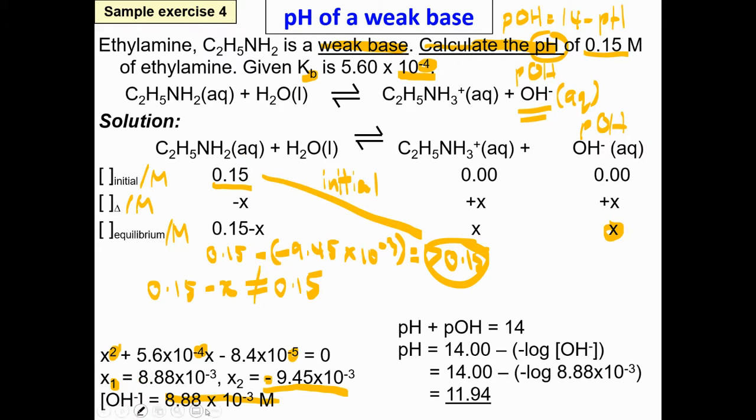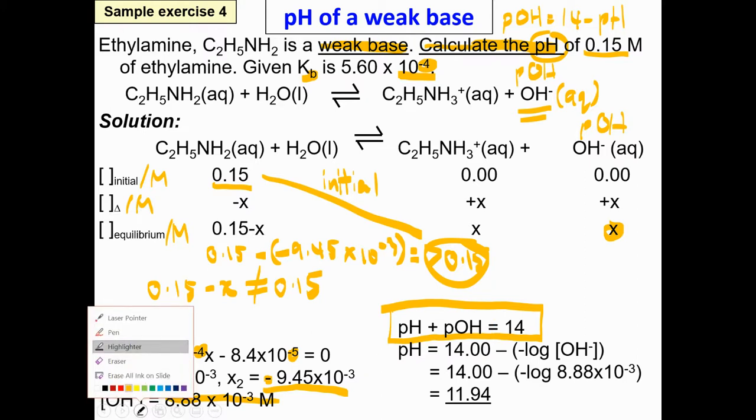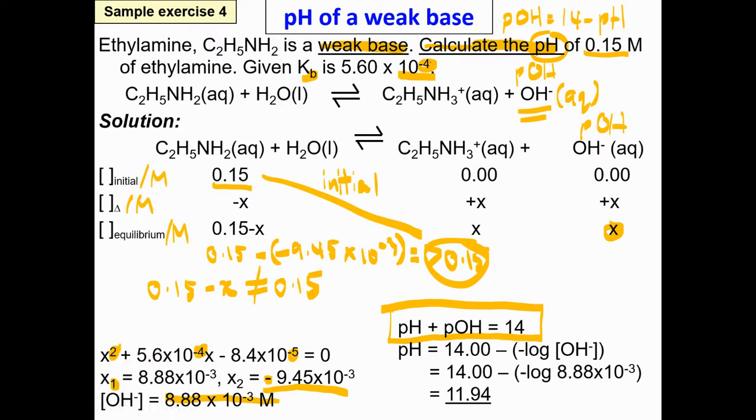Therefore, we choose 8.88. Okay, then again, same thing. In order to find pH, we use pH plus pOH equals 14. Okay, so now I just want to highlight again. Remember, if it's 10 to the power of negative 4, we do not use assumption. But if we have 10 to the power of negative 5, 10 to the power of negative 6, 10 to the power of negative 7, and so on, then we can assume the value is very small.